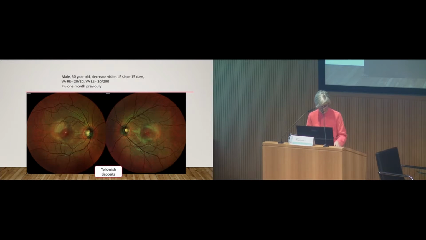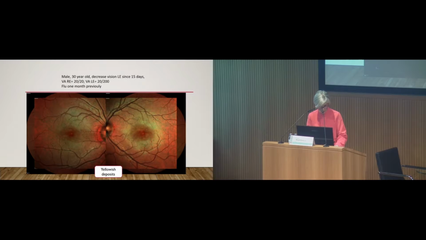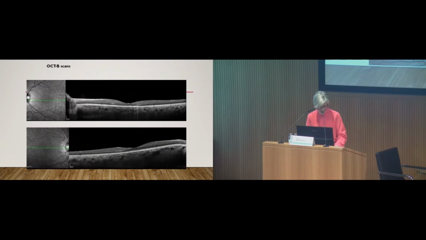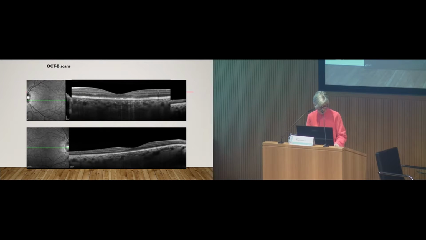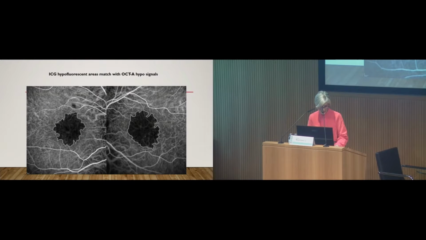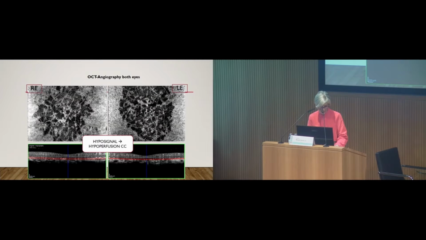So in this case, a male with decreased vision in the left eye since 15 days, no flu, you can see the autofluorescence is normal. There is an ellipsoid disruption and maybe outer nuclear layer thinning. On ICG, early and late phase, the hypofluorescent plaque is well depicted and it matches perfectly well with OCTA, demonstrating clearly the choriocapillaris alteration.